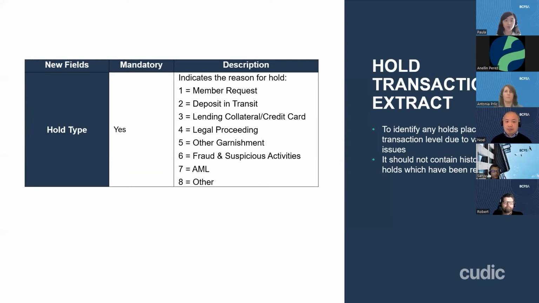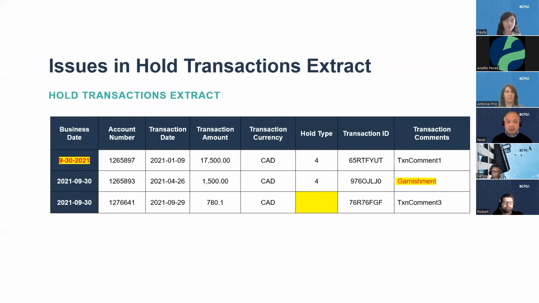We have produced these 7 hold reasons within the slide and have included the other reason to encompass hold reasons that do not fit within the other 7 categories. Please provide any additional reasons in your feedback that your institution may want to include in the above list. Next slide, please. The following table shows a few issues we may encounter when processing this extract.